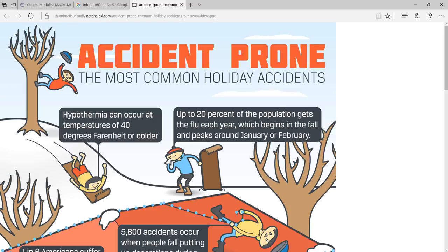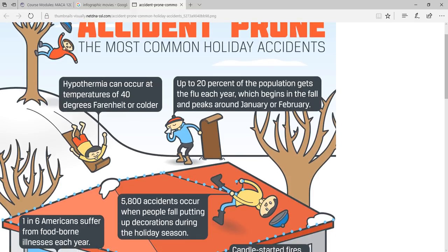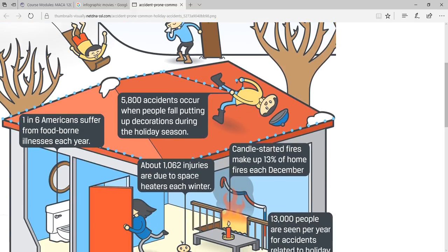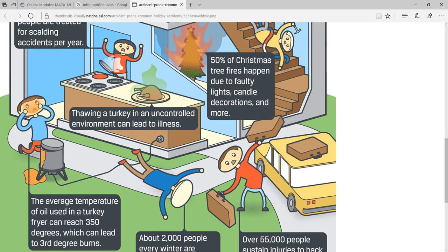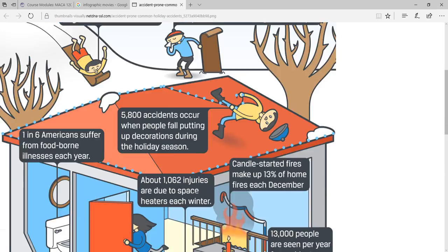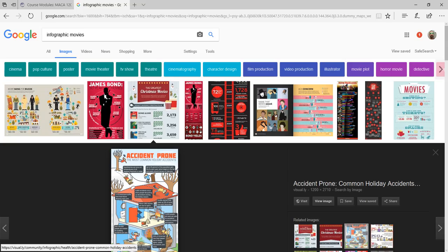Here is the most common holiday accidents. Hypothermia can occur, and they have a picture of someone sledding without proper gear on. Population getting the flu, accidents of falling, putting up decorations, okay? So this is very cool because we have information and we have graphics, and that's the whole idea. It's information and graphics. That's what infographic stands for. Surprise if you didn't know that.